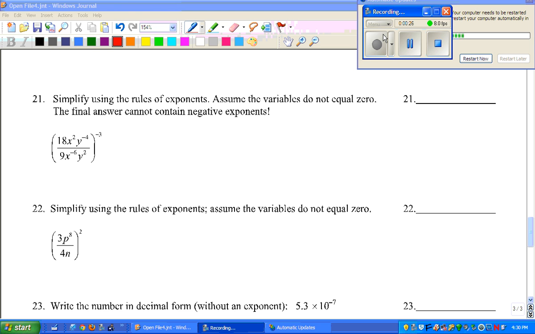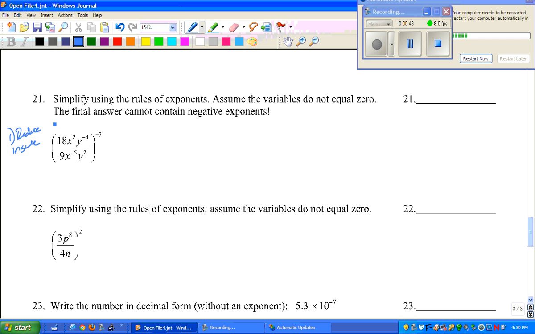Number 21 says simplify using the rules of exponents. Assume the variables do not equal 0. The final answer cannot contain negative exponents. Now, when you see a problem just like this, what I would do first would be reduce inside the parentheses, okay? And then we can reduce some things. If you have a negative exponent, you drop it down. That one you would bring up, okay? So let's look at that case by case.